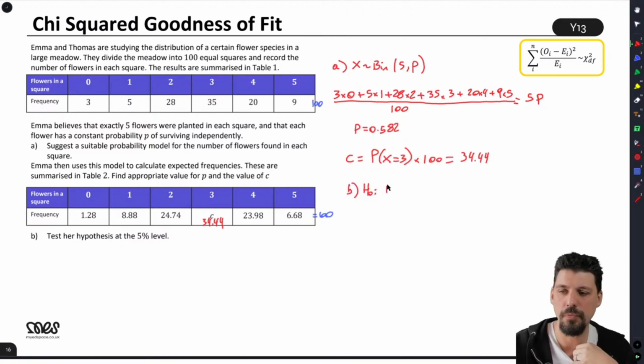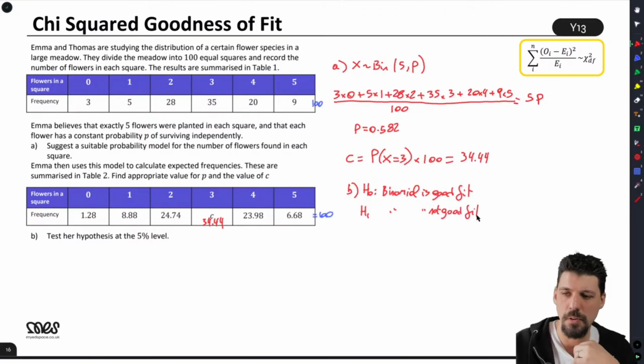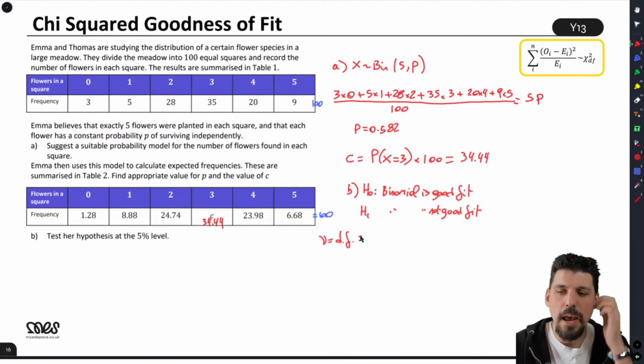Right, let's do our actual hypothesis test though. H0: binomial is a good fit. H1: binomial is not a good fit. Now, what we really want here is nu, which is our degrees of freedom. Now, how many degrees of freedom?